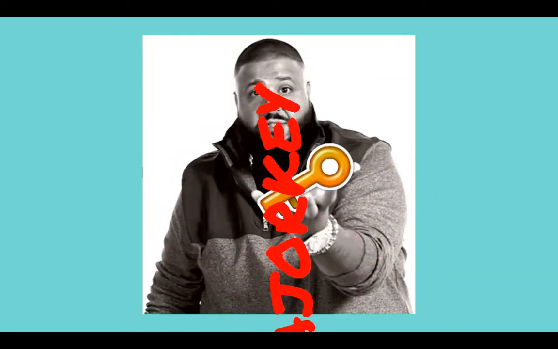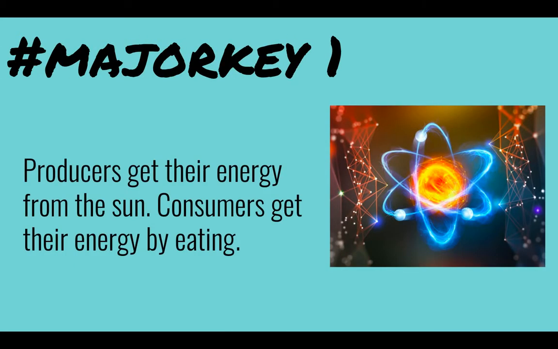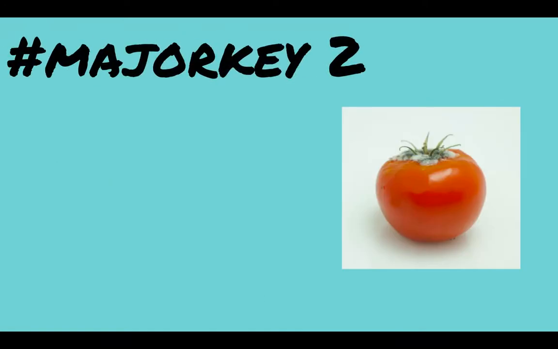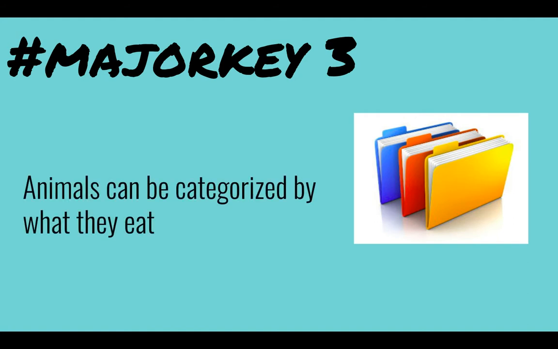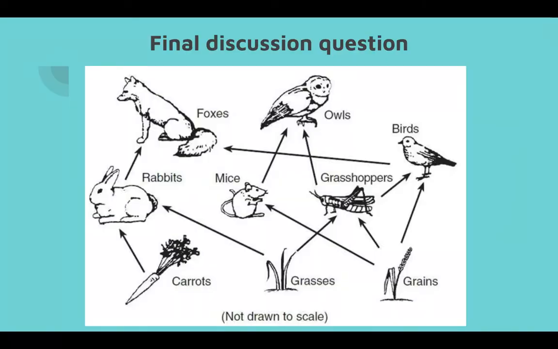All right, so let's recap, which means it's time for our major keys. Major key number 1. Producers get their energy from the sun. Consumers get their energy by eating. Major key number 2. Decomposers don't eat. They break down dead organisms and return nutrients to the soil. Major key number 3. Animals can be categorized by what they eat. And our final discussion question.